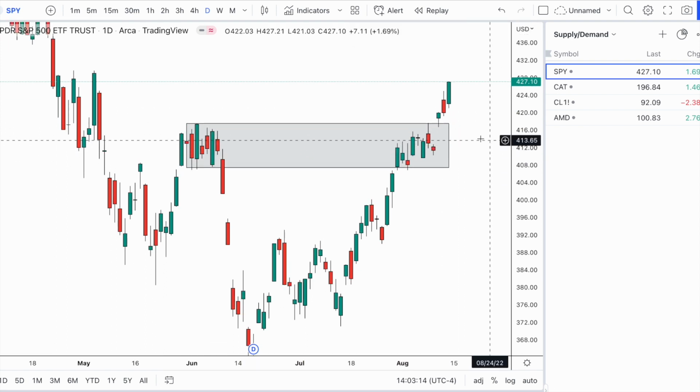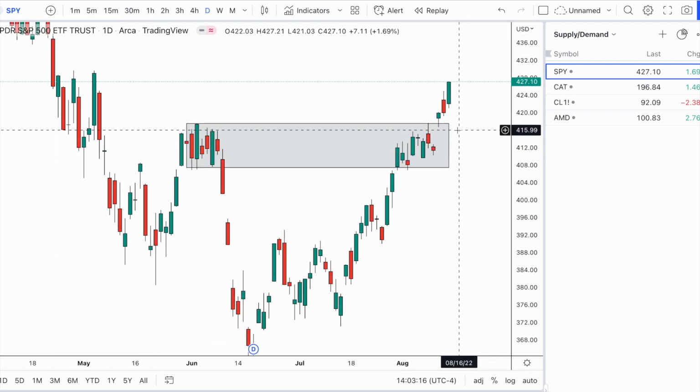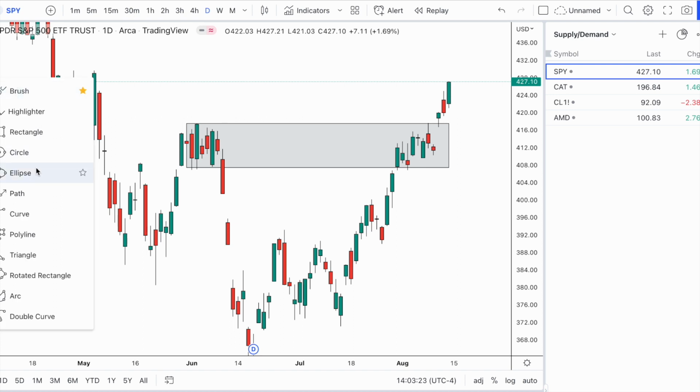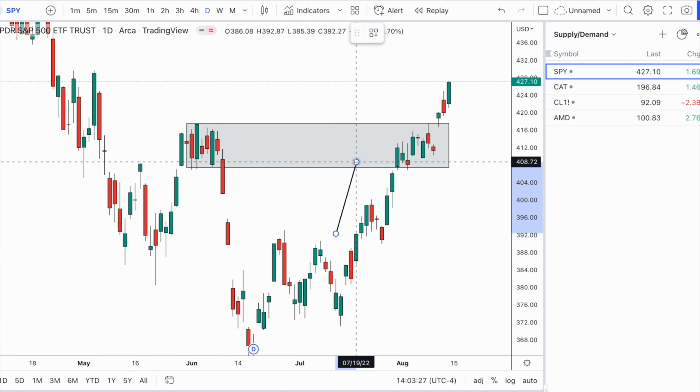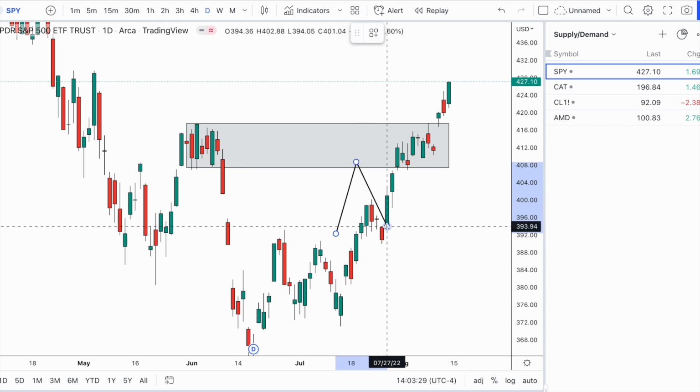So, the way supply and demand zones work is that you should see a pretty fast reaction from them. That means if you're trading a weekly or a daily supply zone, you'd want to see price hit that zone and then come out of it within a day, 2 days max.